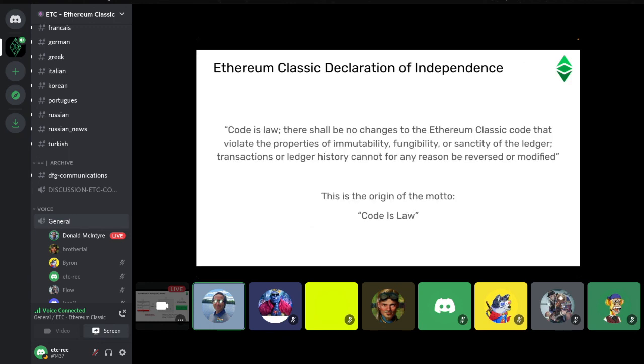When this event happened, this is where the "code is law" motto was created, no? Because the community that stayed with Ethereum Classic wrote the Ethereum Classic Declaration of Independence, amongst other documents, and that document has this phrase that says, "Code is law. There shall be no changes to the Ethereum Classic code that violate the properties of immutability, fungibility, or sanctity of the ledger. Transactions or ledger history cannot for any reason be reversed or modified," which is exactly what Ethereum did. And this is the origin of the motto, "Code is law."